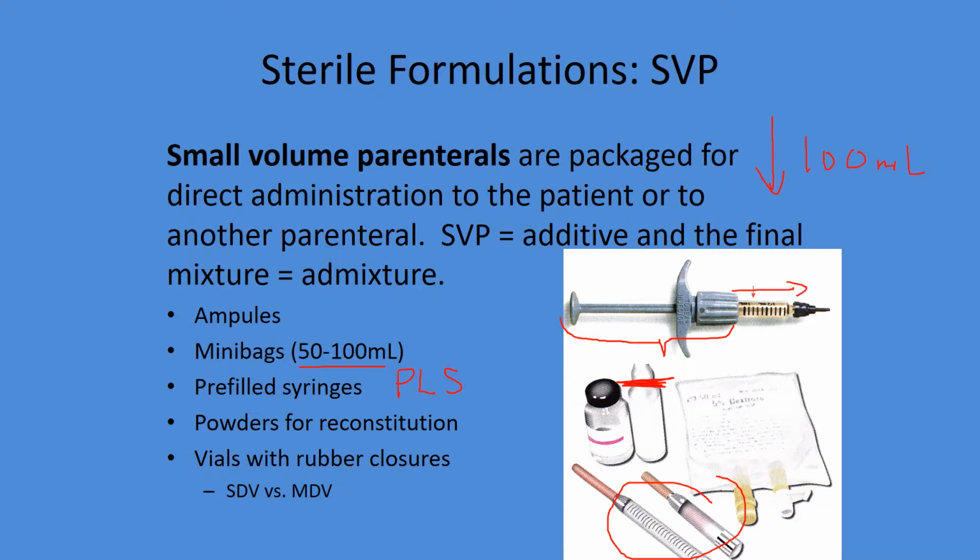And then vials with rubber closures, like these guys, most common. So they come in single dose or multi-dose. And the difference is preservatives. The multi-dose vial will contain some preservative that the patient may be allergic to.